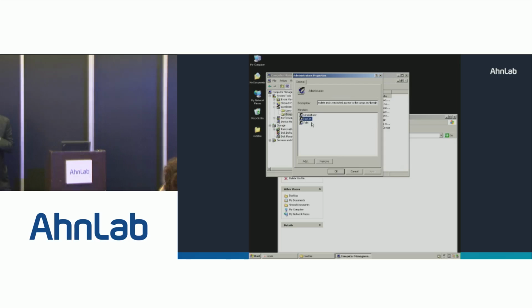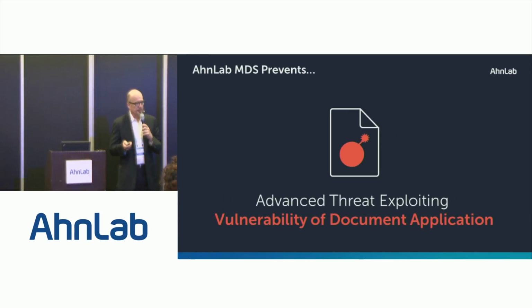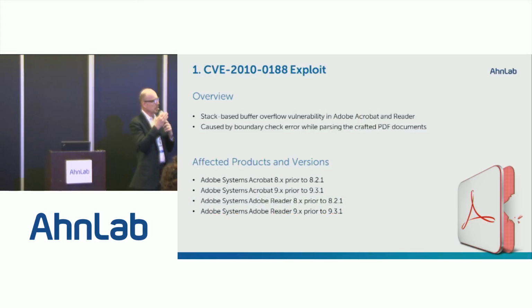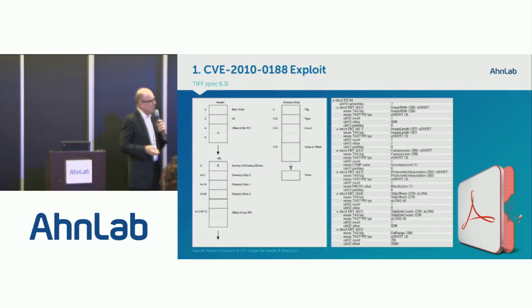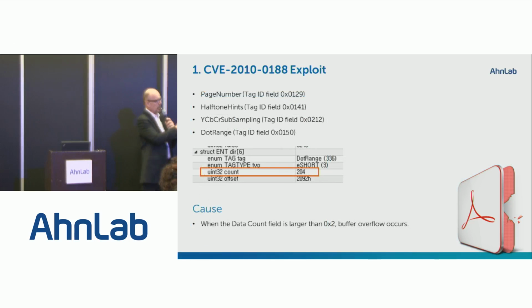Appreciate that. Now, that demo showed an exploit of an Adobe product vulnerability in order to launch a stack-based overflow attack. Let's take a closer look. An attacker can exploit this vulnerability to embed a malicious TIFF image in the PDF document. This is what the TIFF file looks like. If you change the value, the attack shown in the demo will occur. The attack vector is the data count field.